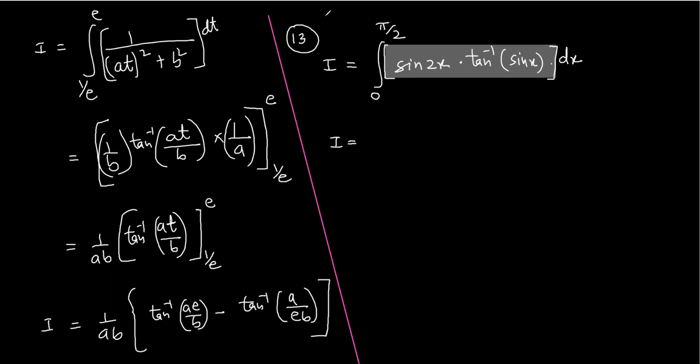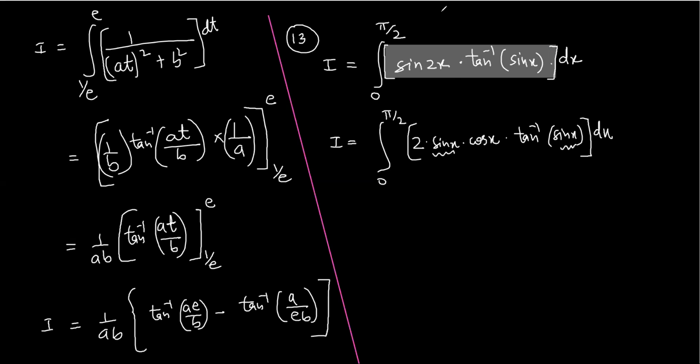So I go for substitution and I put sin x as t. But before I put sin x as t, I will write this sine 2x as 2 sin x cos x. So this is 0 to pi by 2, sine 2x is 2 sin x into cos x, and tan inverse of sin x dx. Now I put this sin x as t. When I put sin x as t, automatically this sin x will also go as t.